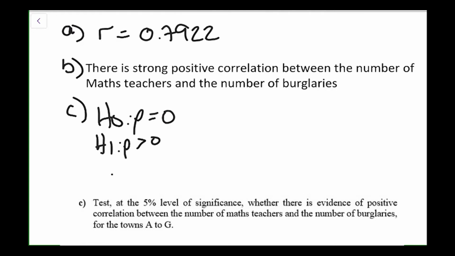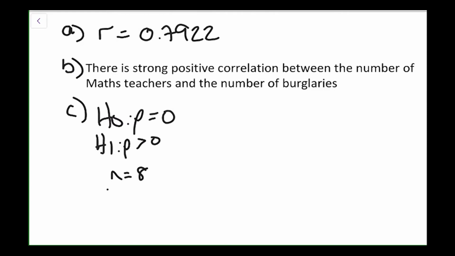Let's be careful here. We have already calculated R, but R is only about our sample. We're trying to see whether or not this evidence from our sample is strong enough, convincing enough for us to make inference about the whole population. So here we're talking about rho, the whole population. There is no correlation, or in the whole population, there is some positive correlation. Okay, so as usual, after these, we're going to go ahead and write down our n value and our significance level. So n equals 8, significance level of 5%.